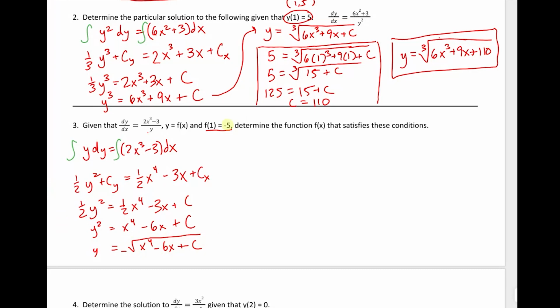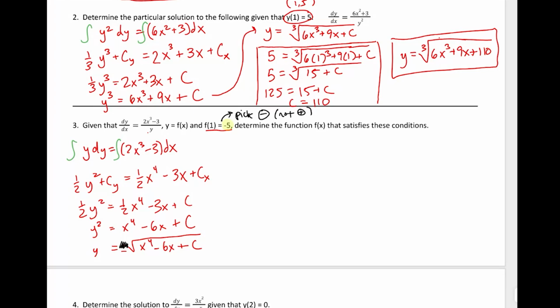So I'm going to actually erase that positive and just stick with the negative. And maybe a better way of showing that, I'm going to scratch that out. Okay, so this little point right here tells me that we're going to pick or choose the negative, not the positive version of that equation. So we've got our y, at least in terms of c and in terms of x.